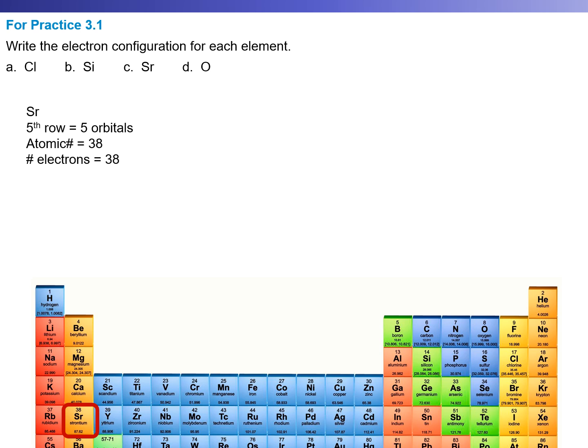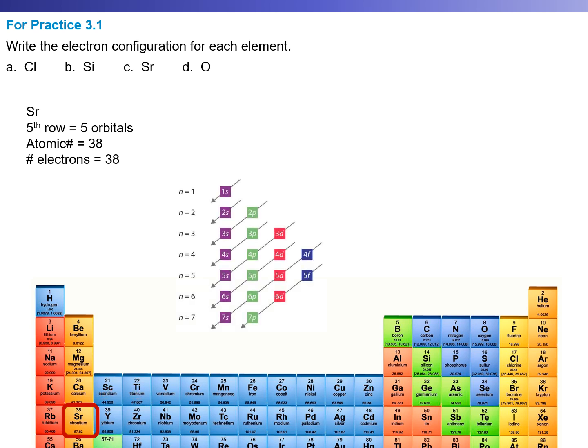Because when we get down here into this section right here, we have a different way that we fill these. So we don't just simply fill the 1s and then the 2s, the 2p, the 3s, the 3p, and then go to 4s and then whatever this is and then 4p. There's a way that we do that, and that has to do with this chart right here.